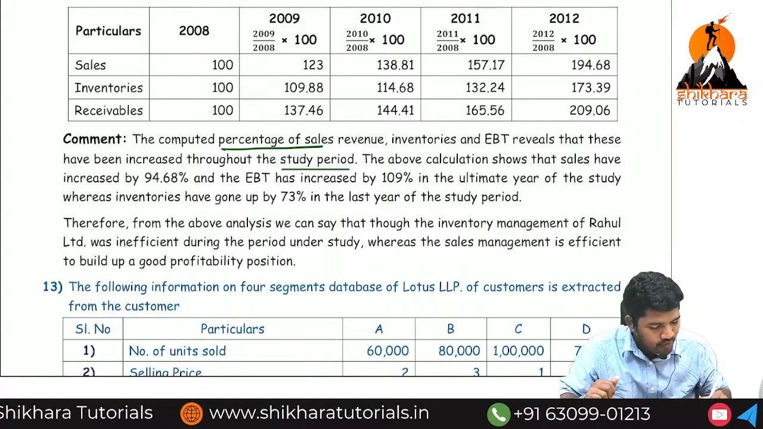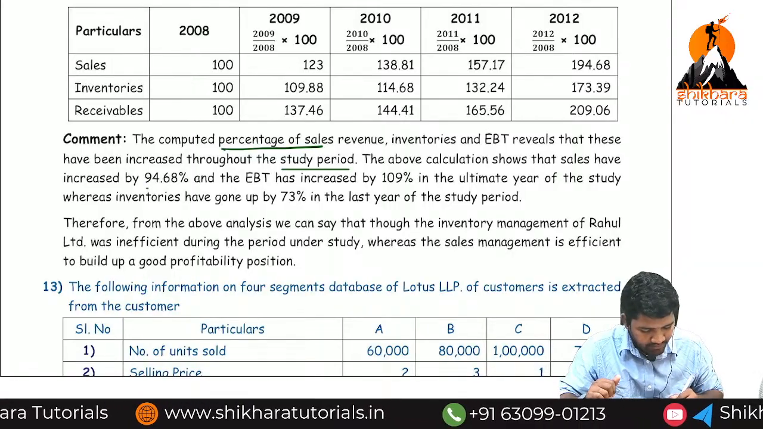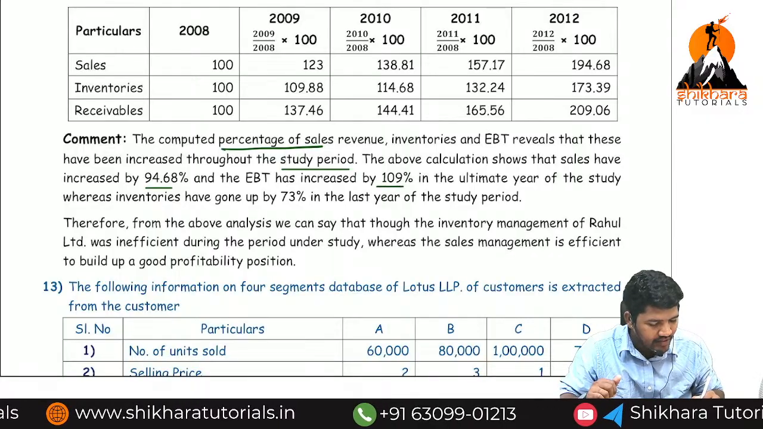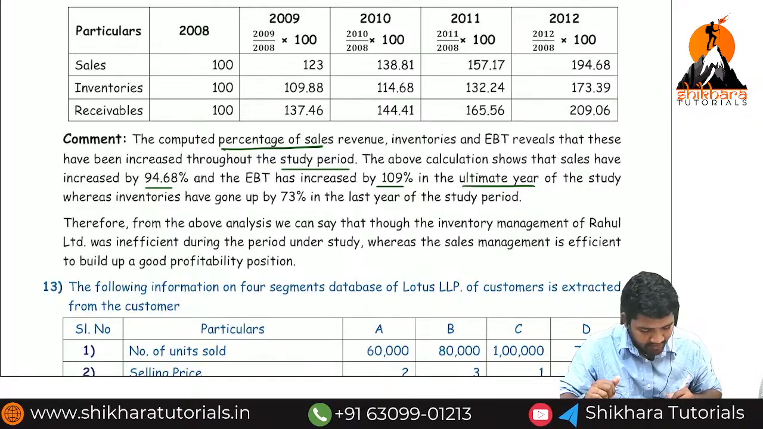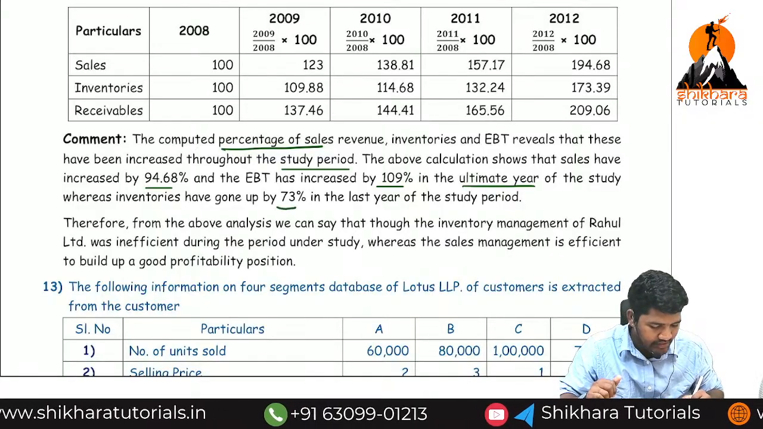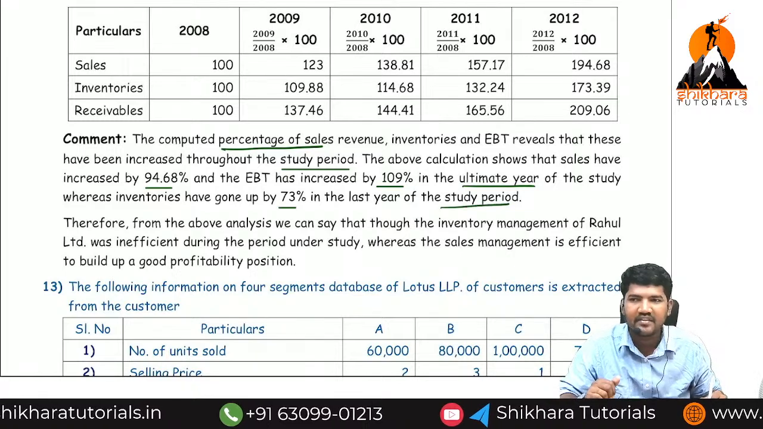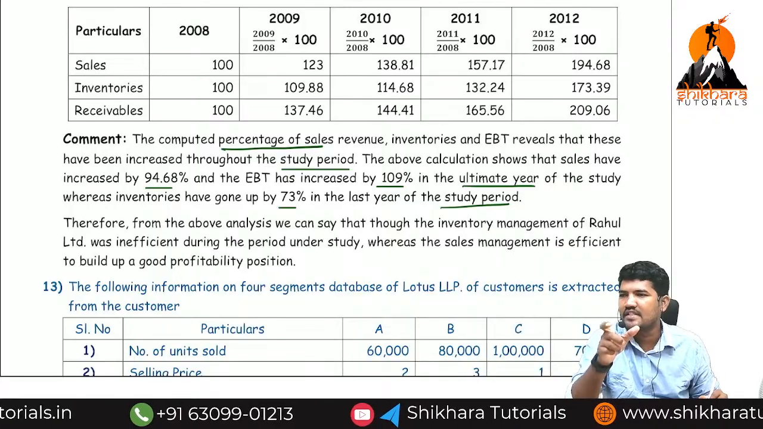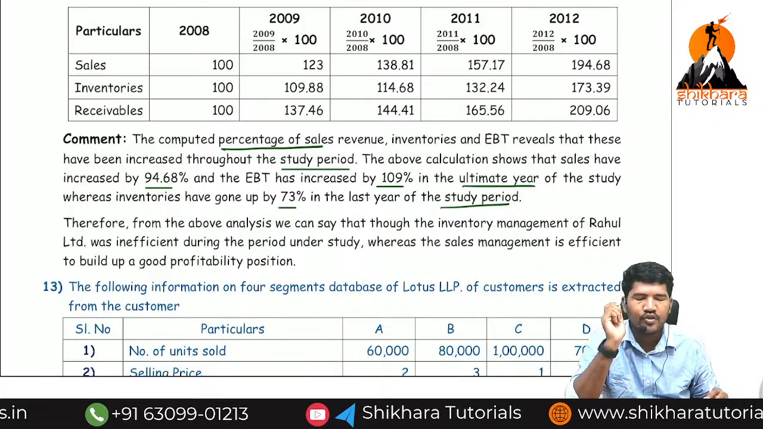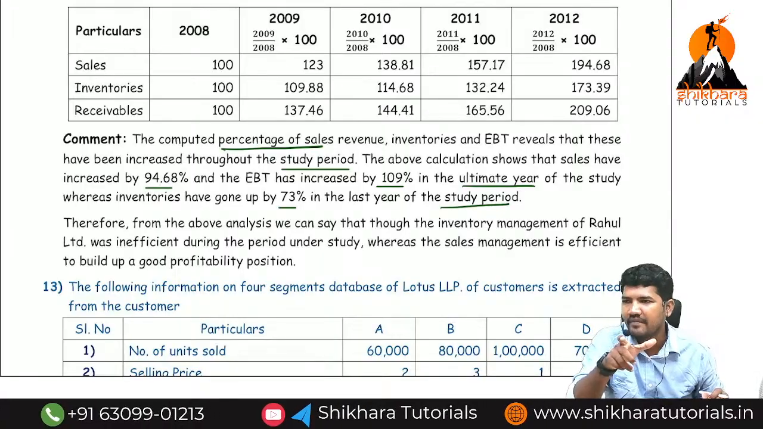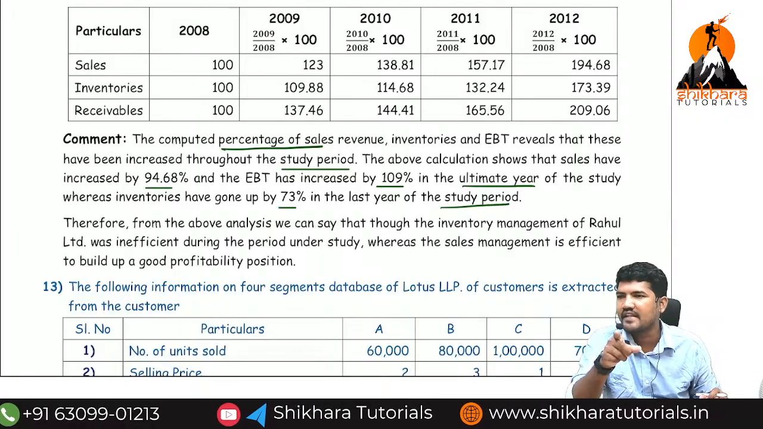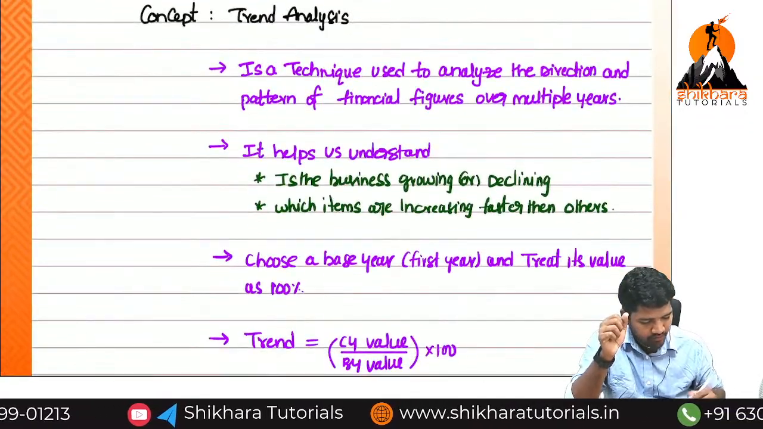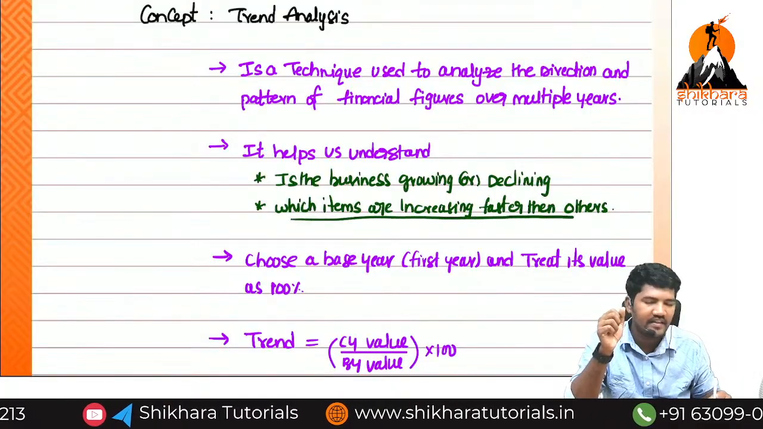Now, the above calculation shows that sales have increased by 94.68% and EBT has increased by 109% in the ultimate year of the study, whereas inventory has gone up by 73% in the last year of the study period. They are talking about specifics: which year they get more sales, use more inventory, get more EBT. One of the last points they said is specific. You can check the notes. Which item is increasing faster than the others?